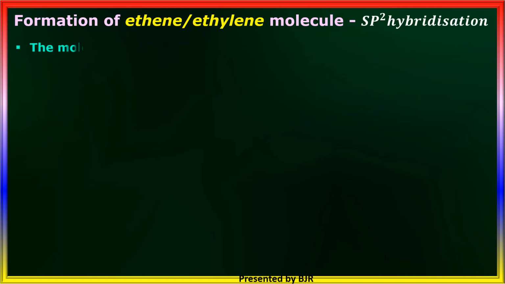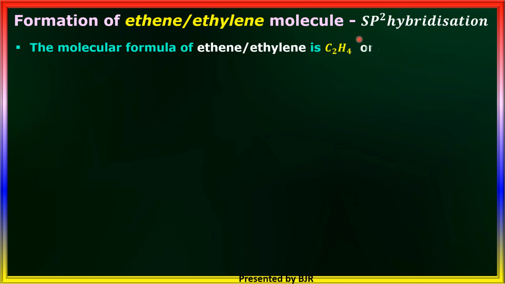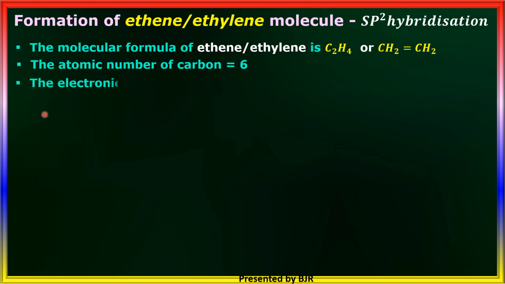Now let us explore the formation of ethene or ethylene molecule and sp2 hybridization. The molecular formula of ethene or ethylene is C2H4, and this one is the condensed formula CH2=CH2. There is a double bond between the two carbon atoms in ethene molecule. Let us see how ethene molecule is formed.